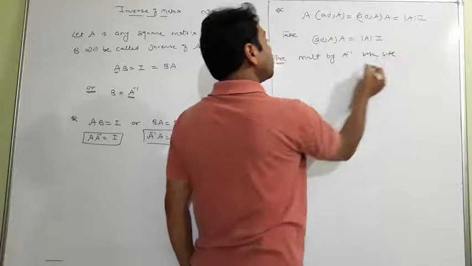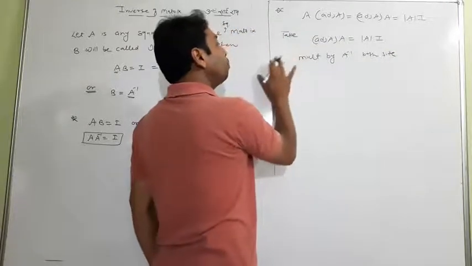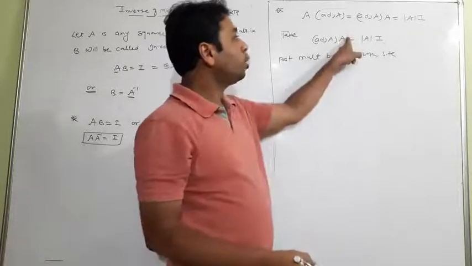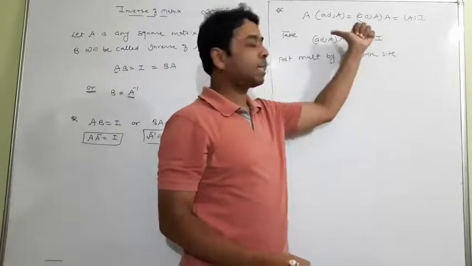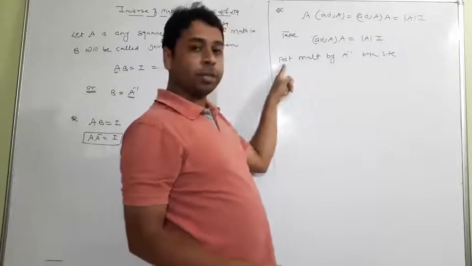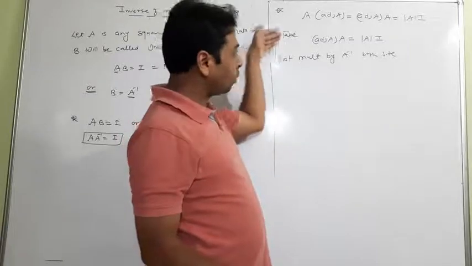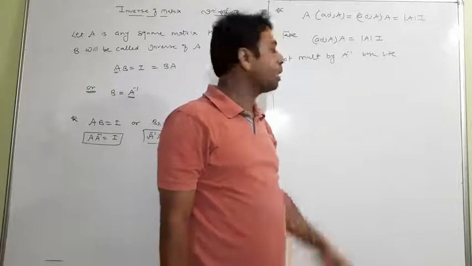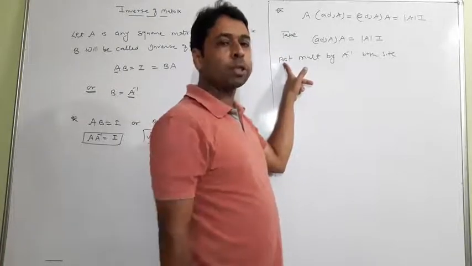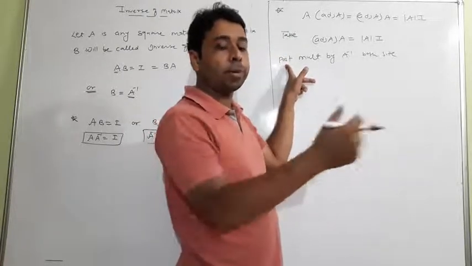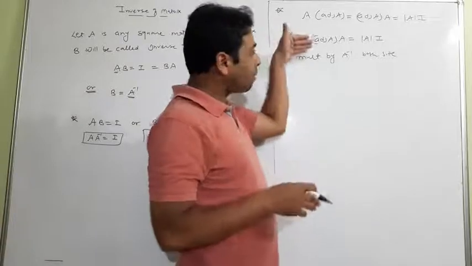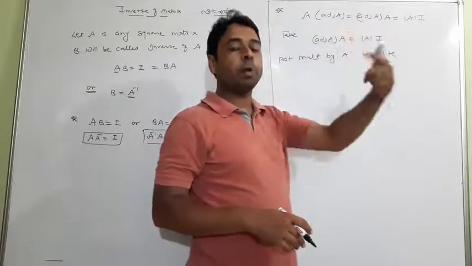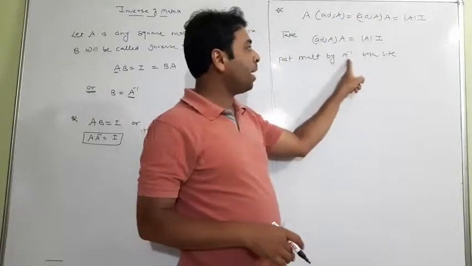Very important sentence. What is the meaning of post multiplication? Post means you have to multiply by A inverse from the right side. If it is pre-multiplication, you have to multiply by A inverse from the left side. In matrices it is very important to state the multiplication position: whether you are multiplying from the right side or the left side. From the left side is called pre-multiplication. From the right side is called post multiplication. So post multiply by A inverse both sides.